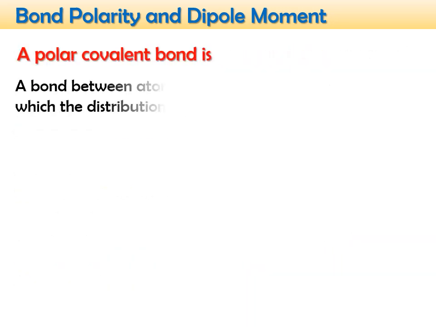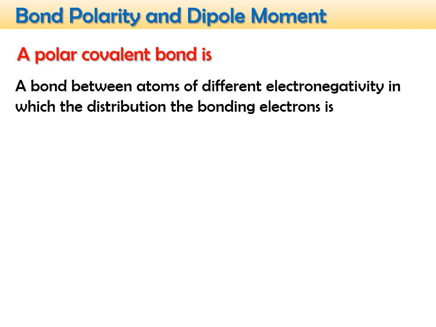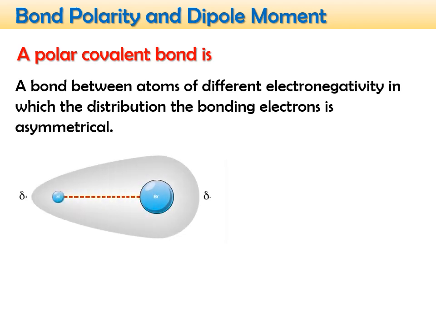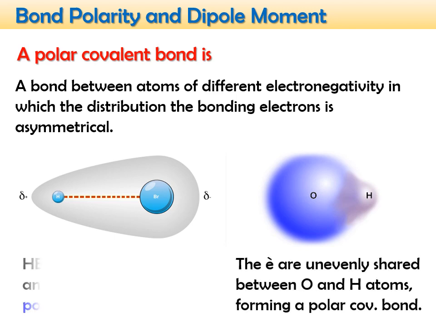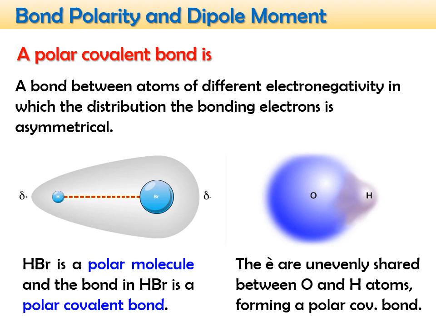A polar covalent bond is a bond between atoms with different electronegativity, so you already know this concept. You can see this example of HBr and OH. HBr is a polar molecule. Hydrogen is partially positive, and bromine is partially negative. So you can see the distribution of electron is unequal, or not symmetric.